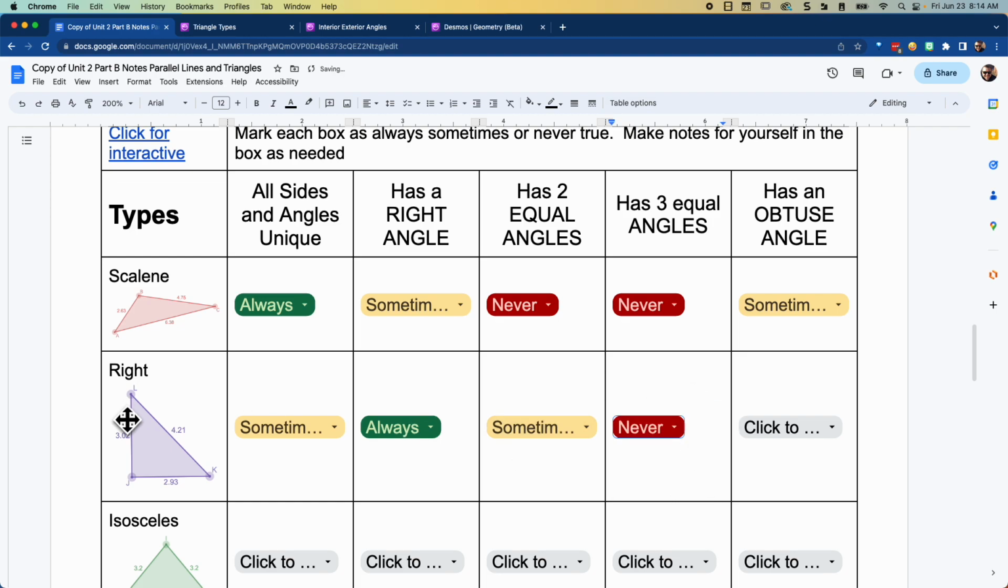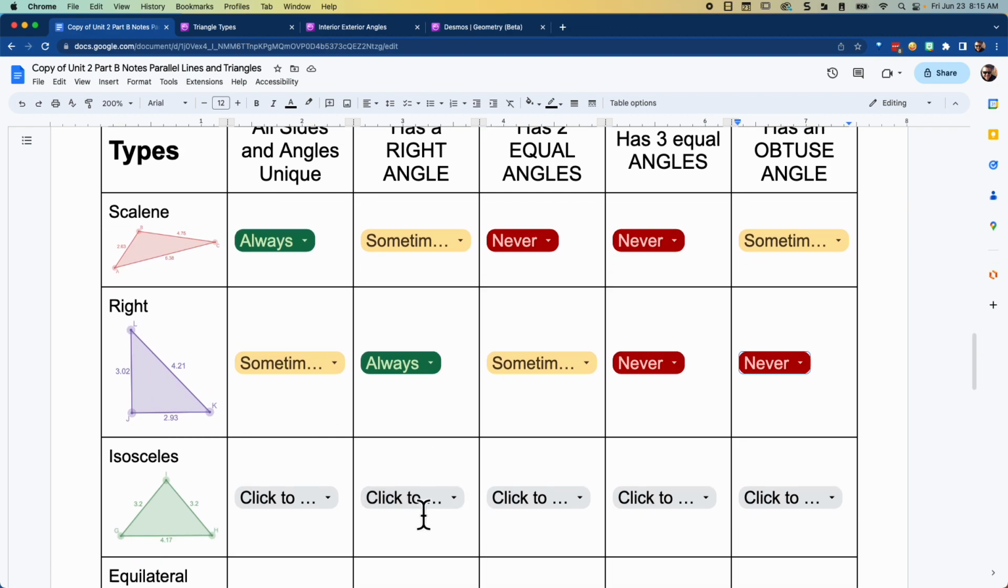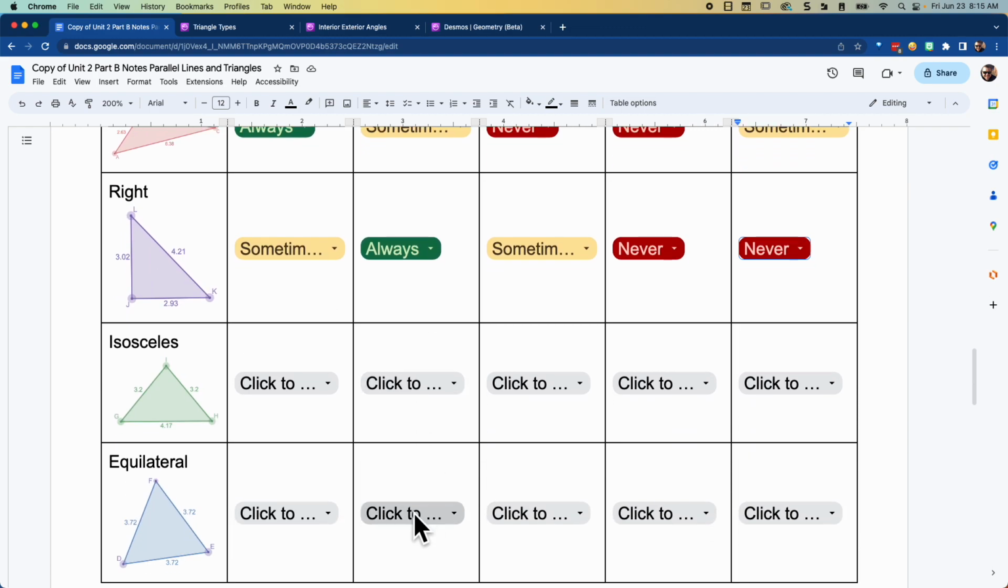And you'll see why. If one of the angles is 90, you can't have all three angles 90. That would be too big because it maxes out at 180 for the three angles inside. Has an obtuse angle? That's also never going to be true because the 90-degree angle is going to be the largest one. In order to add up to 180, the other two angles can't be bigger than 90. It would be too much angle on the inside.